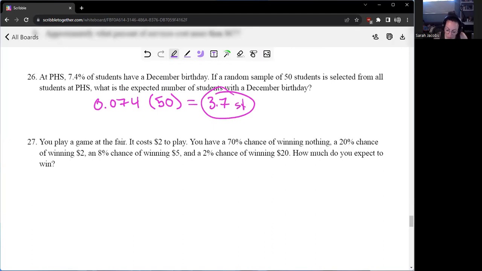Leave your expected values as decimals, even when that doesn't make sense in context. We are expecting 3.7 students. In reality, we'll get 3 students or 4 students, but this is still what we're expecting.